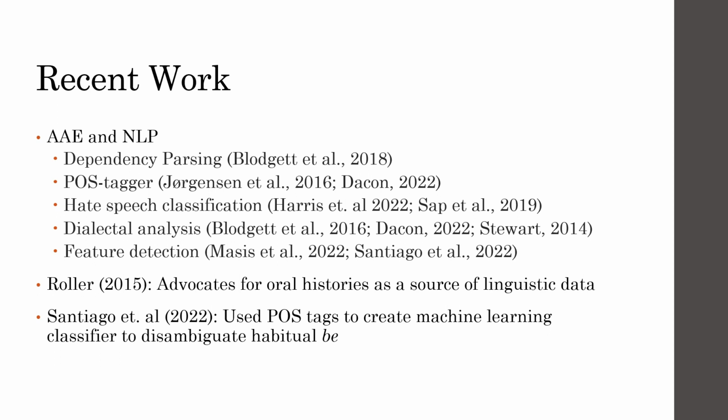Santiago et al. 2022 proposed a disambiguation method for the habitual be, relying on the part-of-speech tags of be and its surrounding words. This research serves as our primary basis as we extend their role-based POS method to include dependency parsing structures as a parameter for the disambiguation of the habitual be.